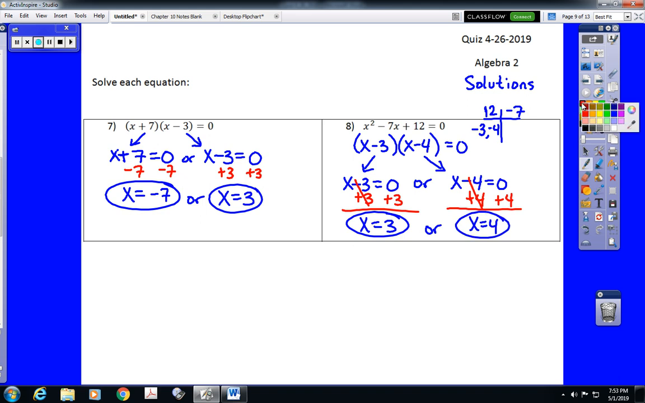Again, this is a quadratic equation. It has two solutions, so we should have been prepared for that eventuality. On to number 9.